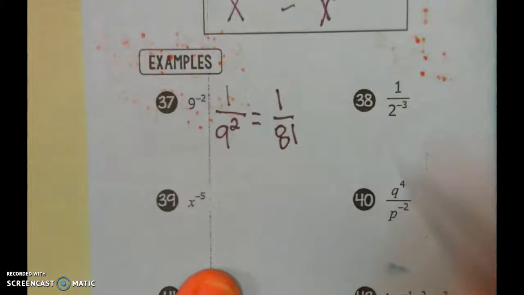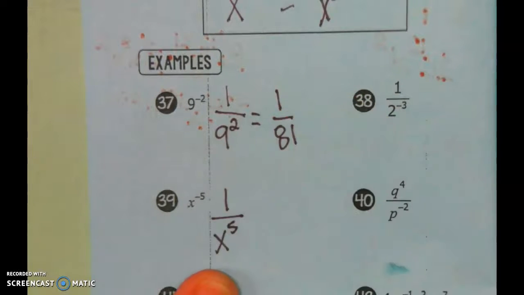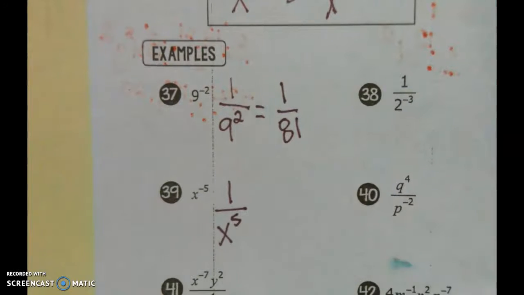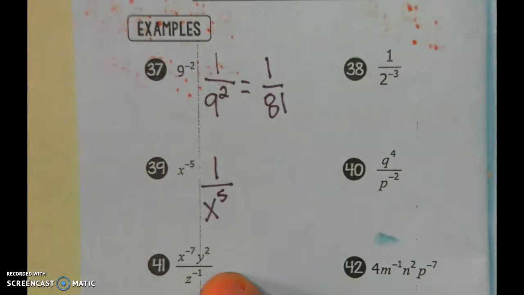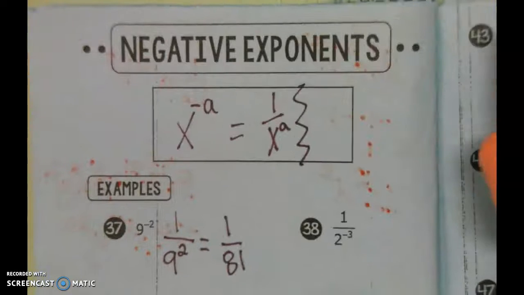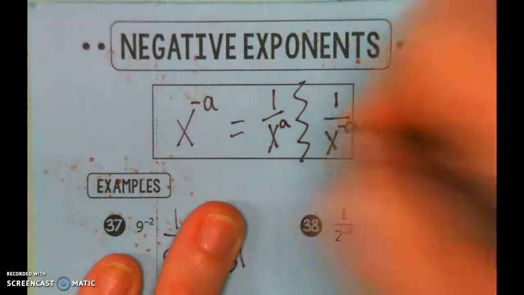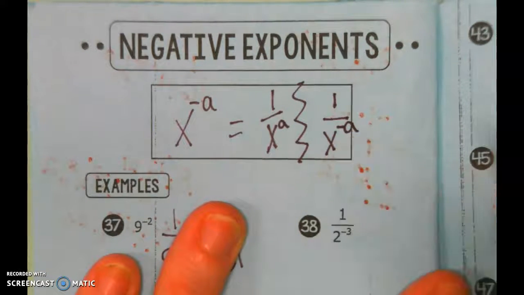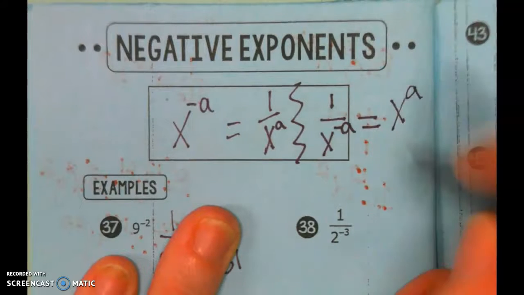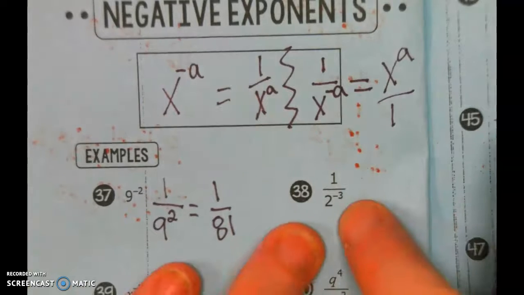Look at 39. X to the negative 5th power is 1 over x to the 5th. And that's it. With these, you'll notice that the exponent is in the denominator. So I want to add to our rule: when you have x to the negative exponent in the denominator, then it jumps to the numerator. Now, I'm going to put over 1, but do we really need that? No, we don't.